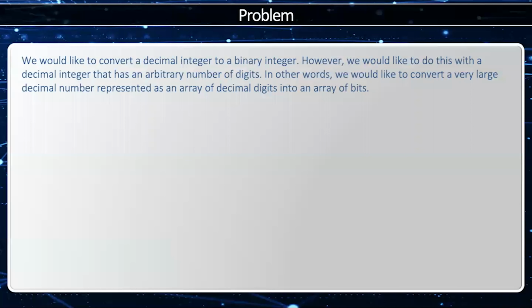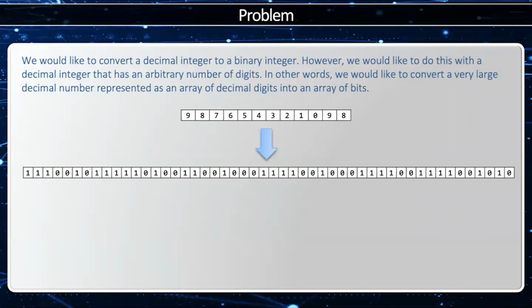We would like to convert a decimal into a binary integer. However, we'd like to do this with a decimal integer that has an arbitrary number of digits. In other words, we'd like to convert a very large decimal number, represented as an array of decimal digits, into an array of bits. So we'll start with an array of decimal digits. Notice this one has 12 digits, which is larger than a 32-bit integer can handle. And we'd like to convert this into an array of bits. That's the problem we're trying to solve.